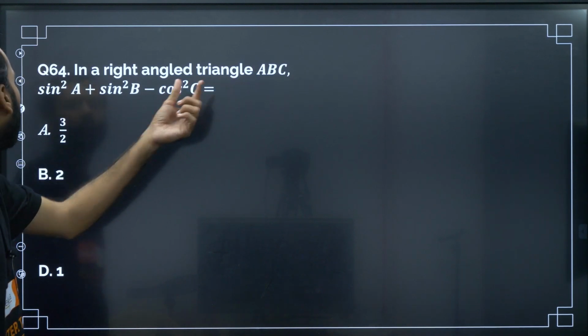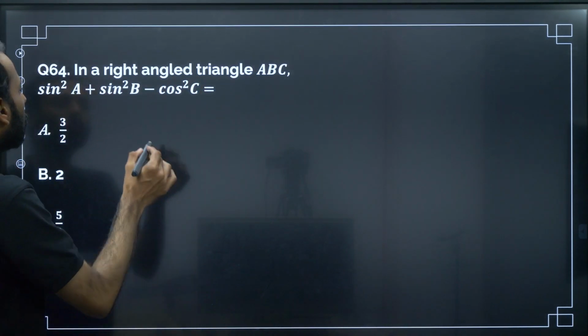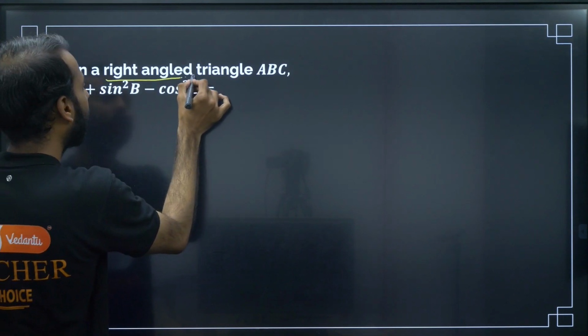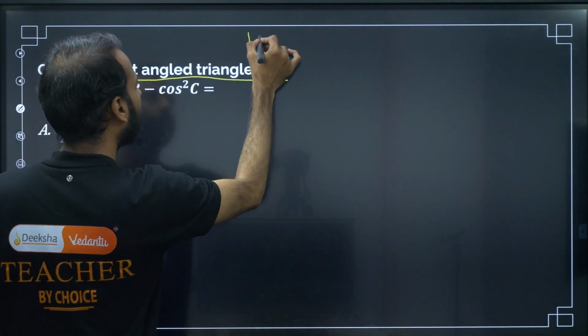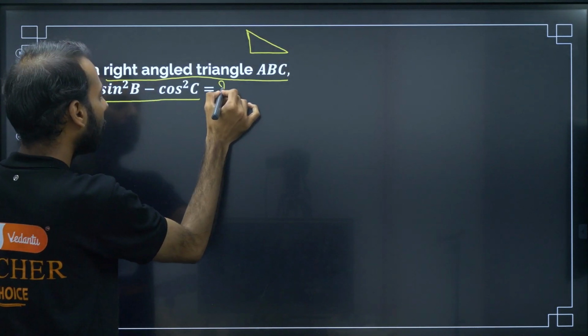In a right angle triangle ABC, sin square A plus sin square B minus cos square C is equal to. So they are talking about a right angle triangle. There is one right angle triangle. They are asking to find the value of sin square A plus sin square B minus cos square C.